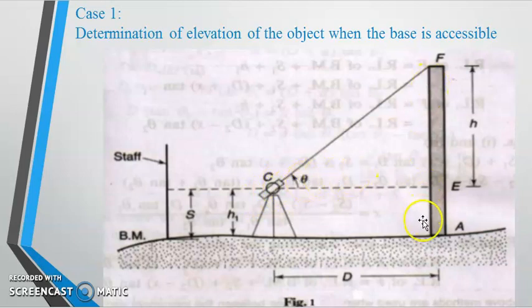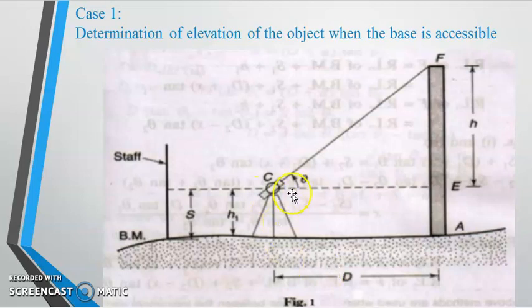So FA is a vertical object. This C is the instrument, that is a transit theodolite that is set up, and capital D is the horizontal distance between C, that is the instrument, and the base of the object. As this is case 1, the base of the object is accessible to us. We can very well find out the value of capital D by simply using a tape. We can measure it manually.